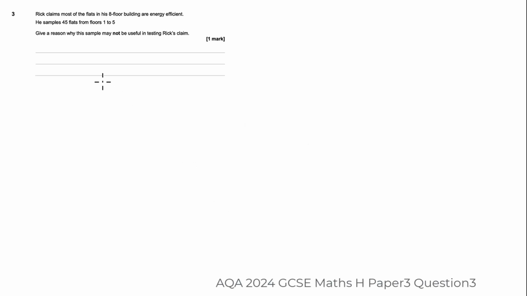Well, here's question 3. And Rick is claiming that most of the flats in his 8-floor building are energy efficient, and what he does is he samples 45 of the flats from floor 1 to 5 and says, look, they're energy efficient. We have to find one reason why this sample may not be useful in testing his claim. So what he's done, he's gone floors 1, 2, 3, 4, 5, and he's sampled 45 of the flats in these first 5 floors. Now what about the last 3 floors? He hasn't sampled any flats in these.